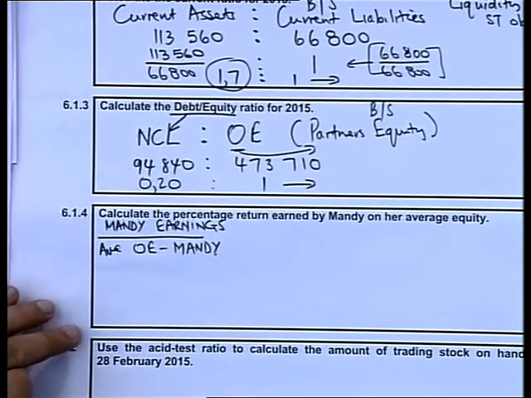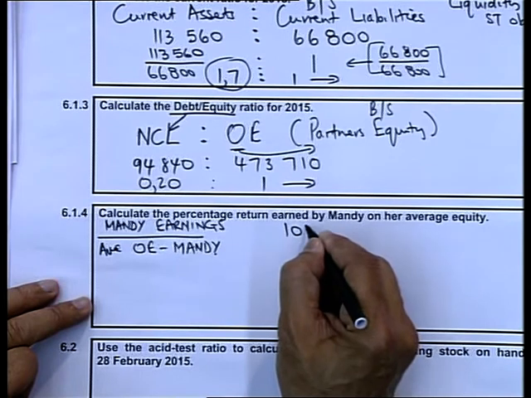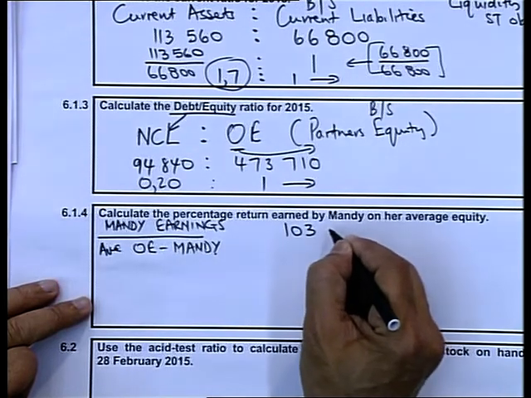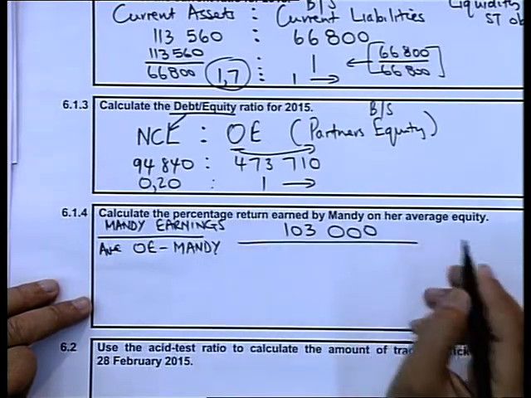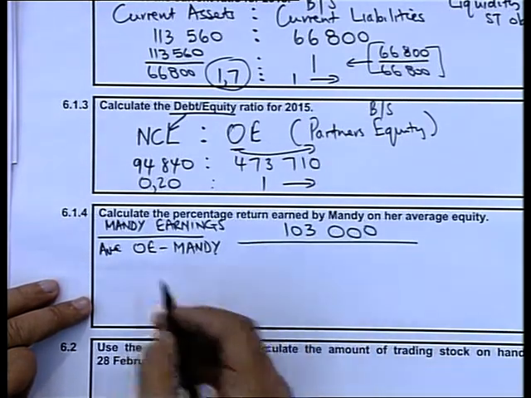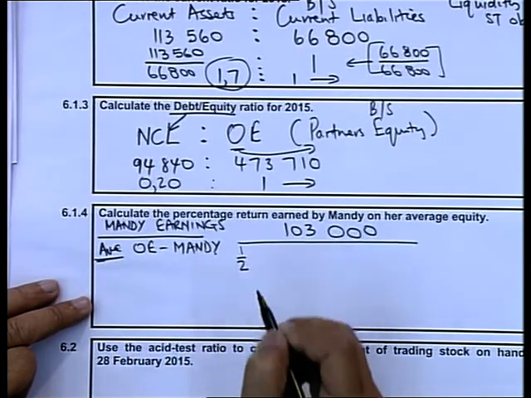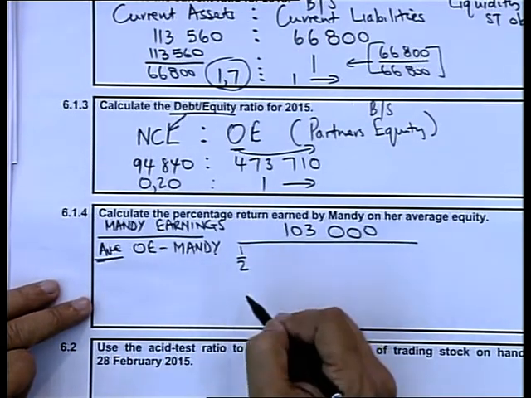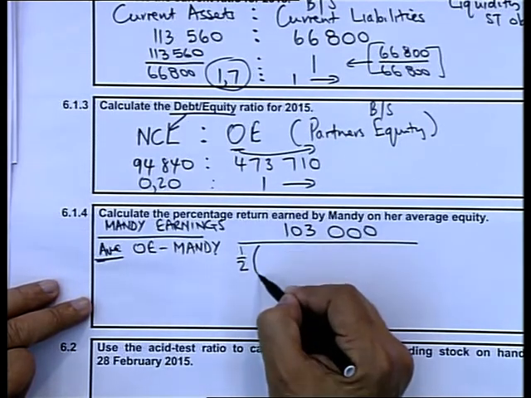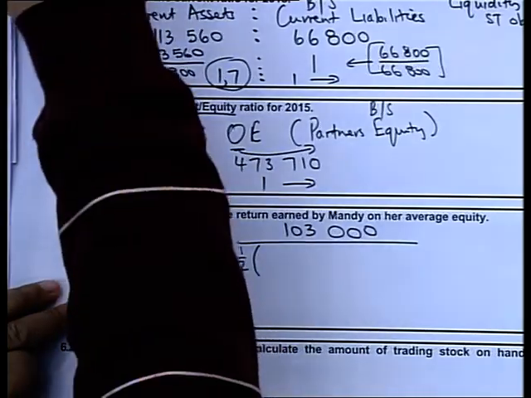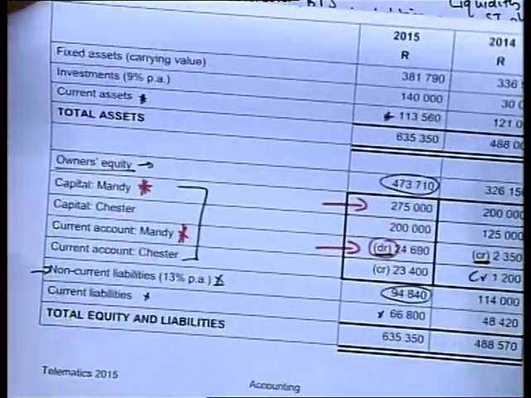And we said Mandy's earnings was 103,000, so it was 103,000 over. If you see the word average, then you must know we must get the average of 2 years. So it's 1 over 2, or 0,5. Open up your bracket. Now we're looking at what was Mandy's capital. What was Mandy's capital again?